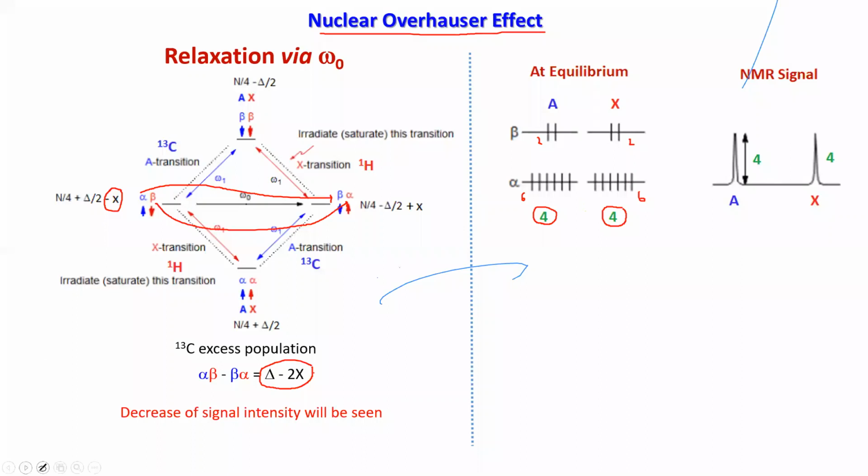Now, if you allow the X irradiation in such a way that saturation is obtained, so you are irradiating the X nucleus to have saturation. To have saturation, how many nuclei do I have to move from here to here? Can anybody tell?